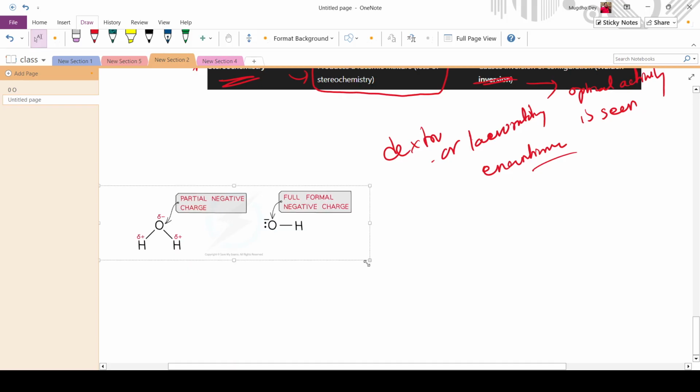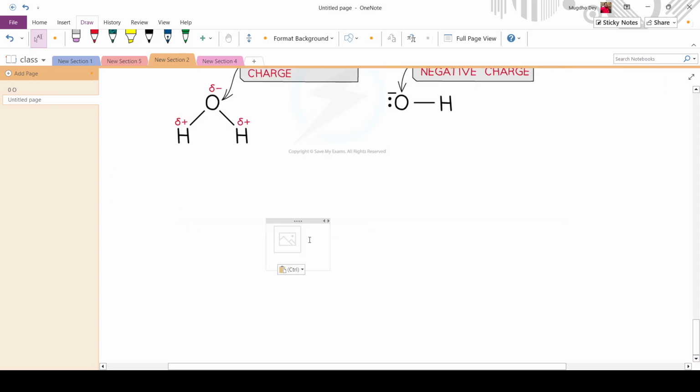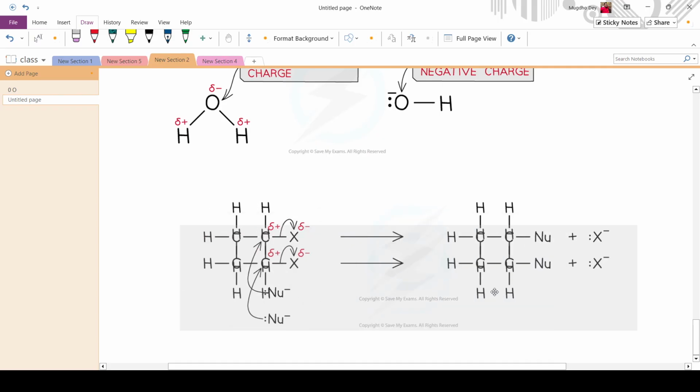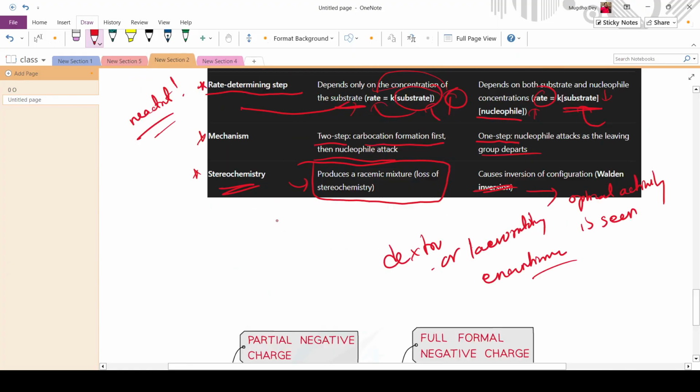Which has a lone pair of electrons. Exactly. Are these nucleophiles? Yes, they are nucleophiles. So I think if I show you the mechanism, it will be much easier. Do you see something here? This is what is happening down here. In this case, the nucleophile is attacking.